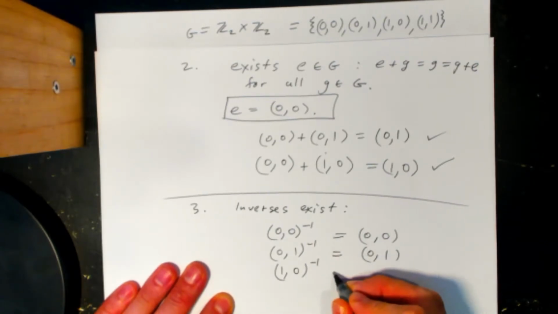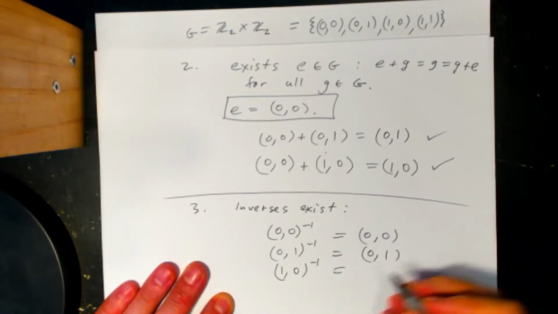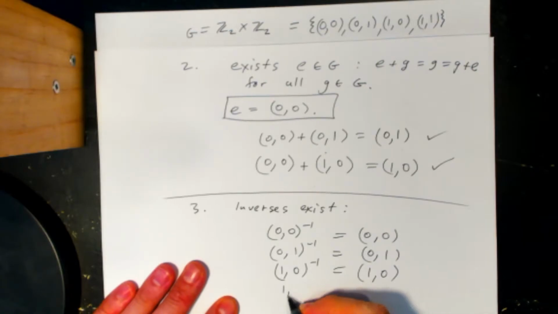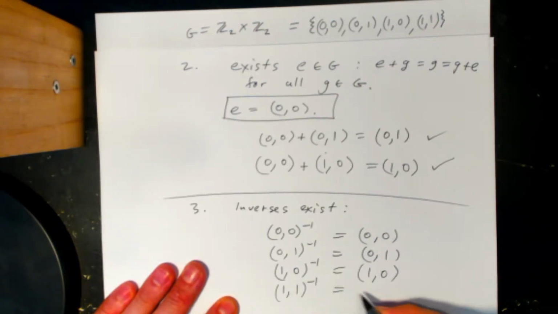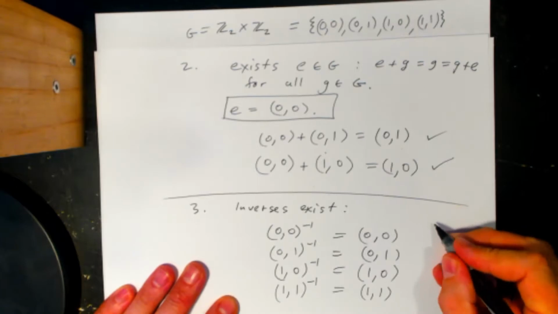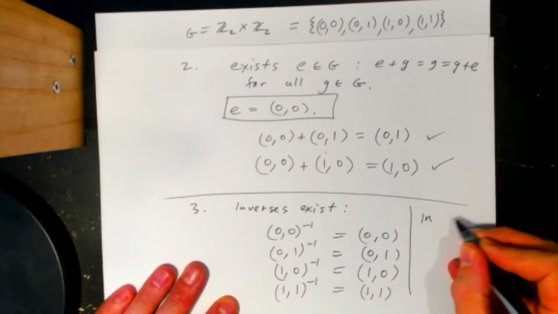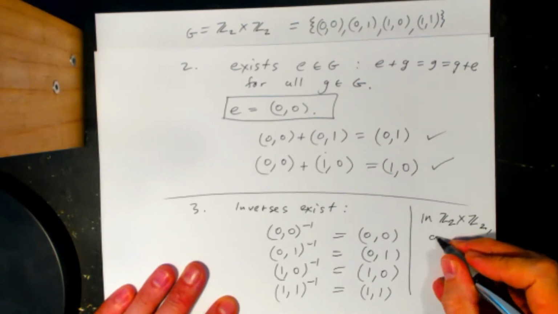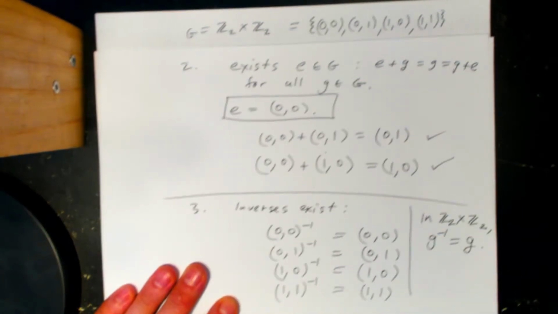1, 0, that's the same story. 1, 0 plus 1, 0 gives 0, 0. So the inverse of 1, 0 is 1, 0. And the inverse of 1, 1 is also 1, 1 in this group, because 1, 1 plus 1, 1 would add up to 2, 2, but modulo 2, we just get 0, 0 when we do that. So 1, 1 is its own inverse. So in other words, in this set, or in this group, G inverse is equal to G.